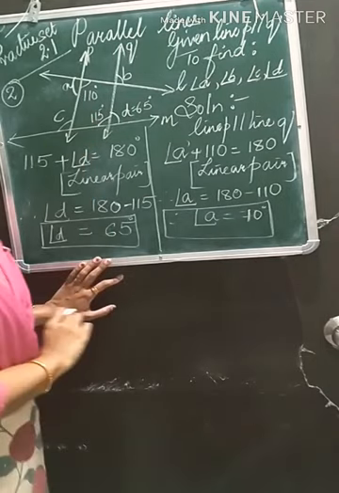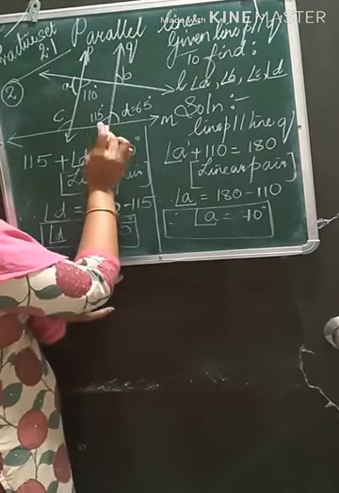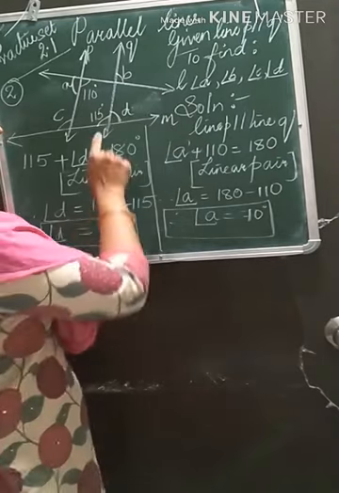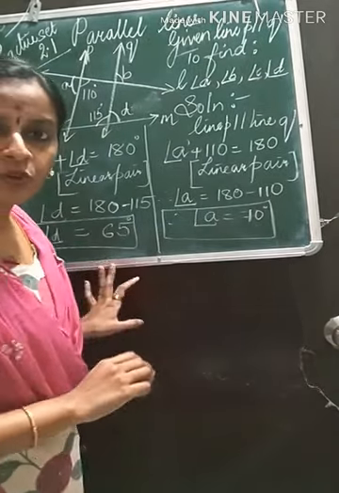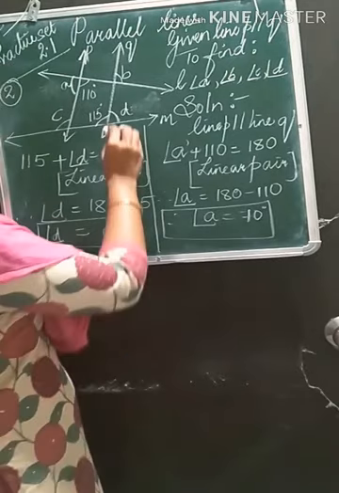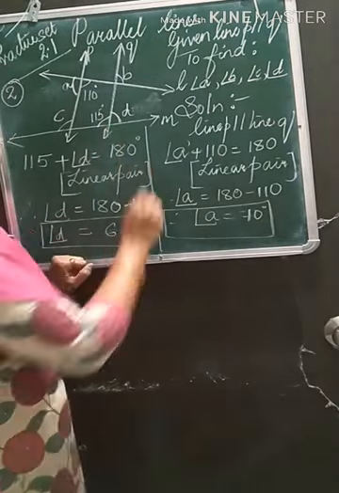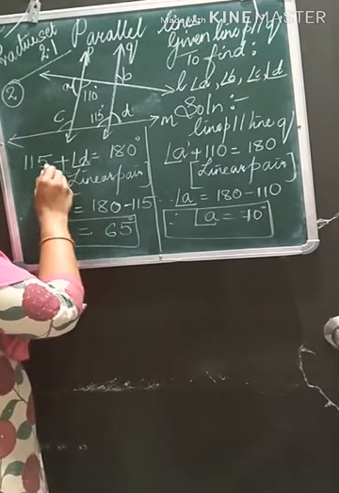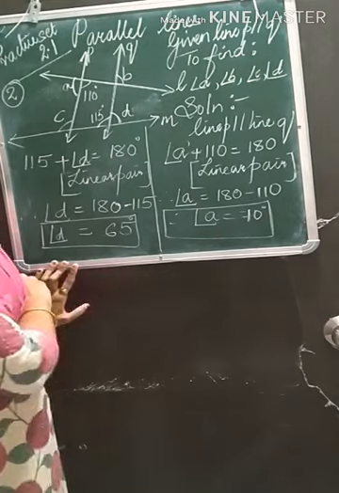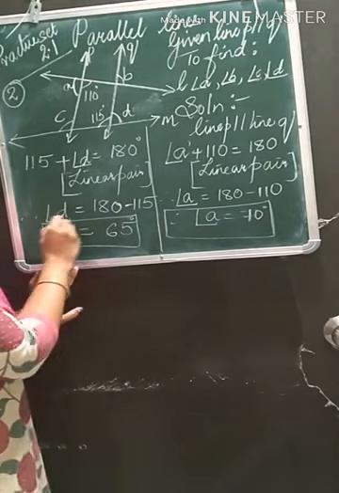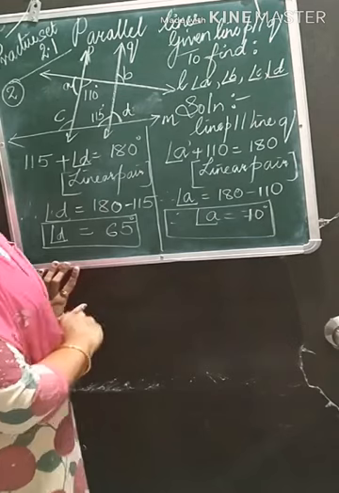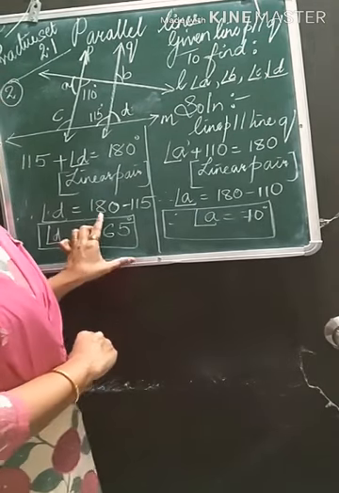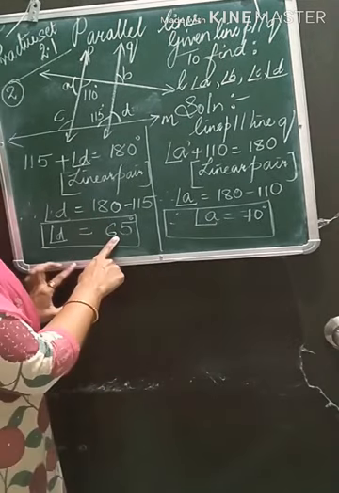Now same relation you can see here between 115 angle and angle D. And 115 and angle D, they both are also sharing a common arm. So they both are linear pair angles. Again the same property I used here. 115 plus angle D is equal to 180, linear pair. Therefore, angle D is equal to 180 minus 115. Angle D I got 180 minus 115, we get 65 degree.